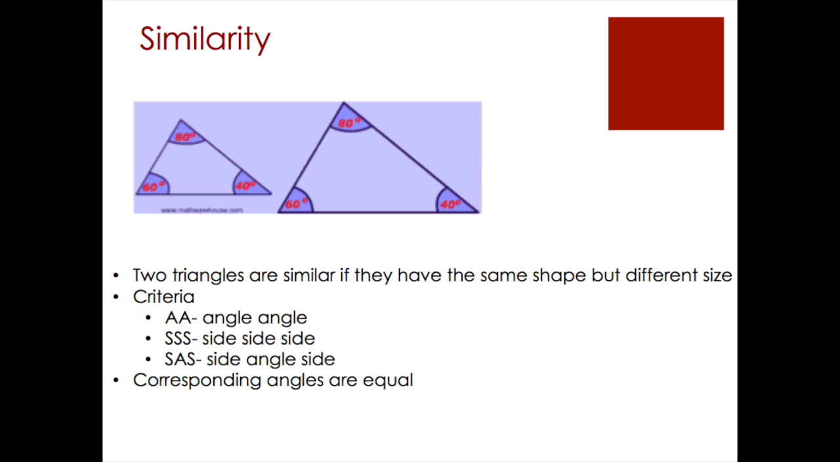Before we get into the actual proof, there's some background that we have to cover. For this proof specifically, we're going to go over similarity. Similarity basically states that two triangles are similar if they have the same shape but are of different sizes. Some of the criteria for similarity include angle angle, side side side, and side angle side. If all 3 corresponding angles are the same, then the two triangles are also similar.